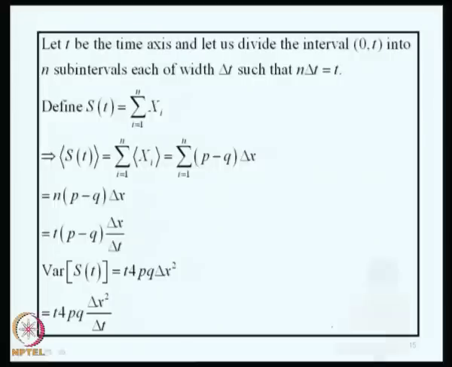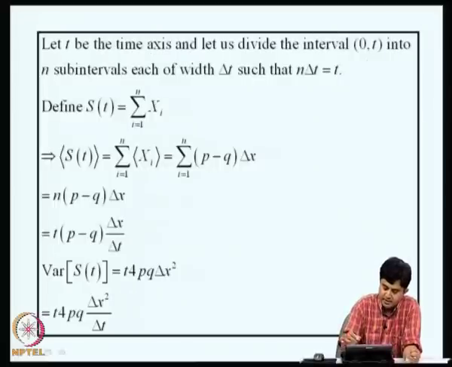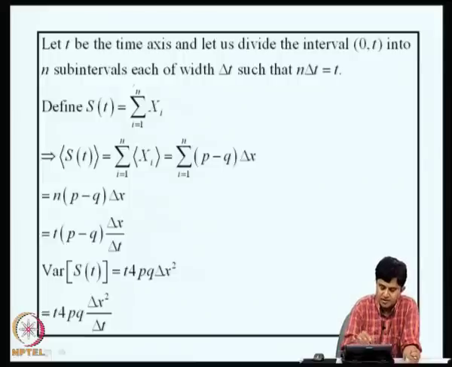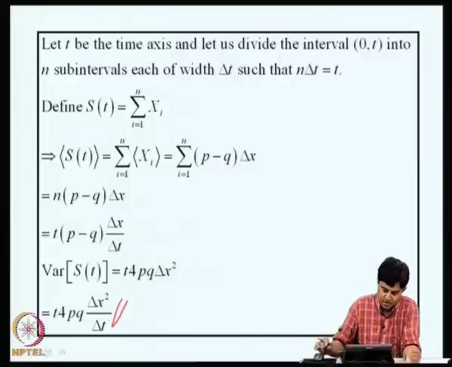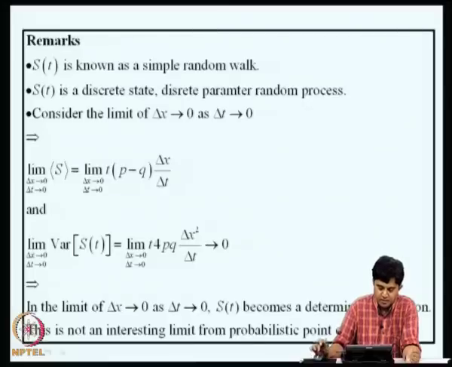Now, let us assume that there is a time axis and divide the interval 0 to t into n sub intervals, each of length delta t, so that n delta t is t. Now, I define a random process S of t as a sum, i equal to 1 to n, of xi. Now, the expected value of S of t we can evaluate, and we can show that it is t into (p minus q) delta x by delta t. Similarly, variance can be shown to be given by this quantity. Now, this is the simple random walk process.